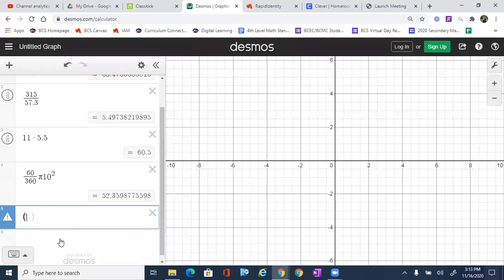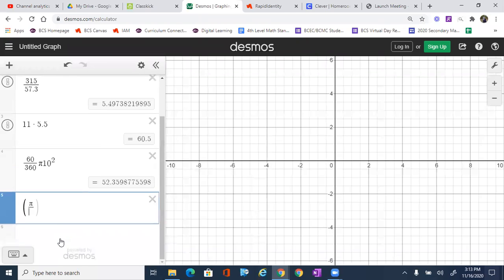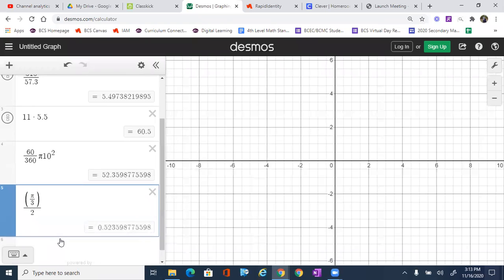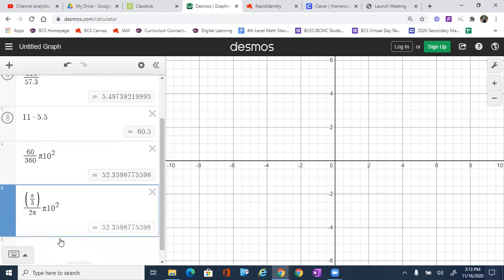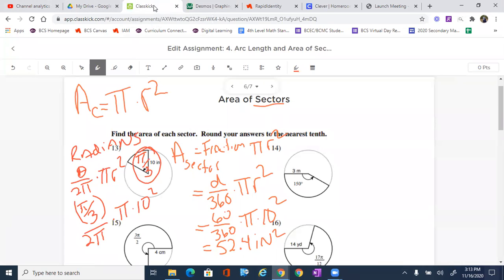So what is pi divided by 3, all divided by 2 pi? There's our equation, there's our fraction of that circle. And then we come back and we say pi times r squared, which is 10 squared. Check it out. It is exactly the same. So just as a reminder, as you're doing this, if we're dealing with degrees, it's got to be degrees over 360. If we're doing radians, it's got to be radians over 2 pi.